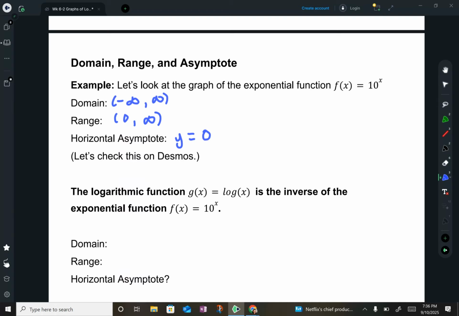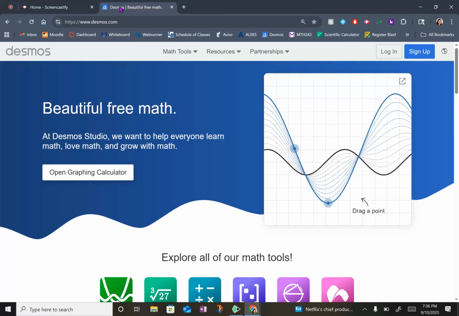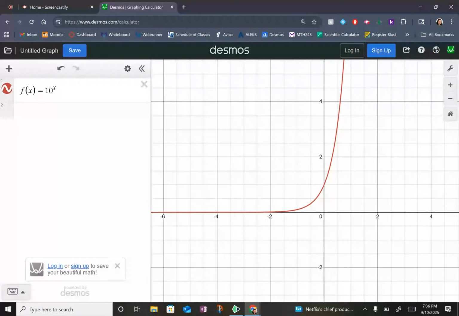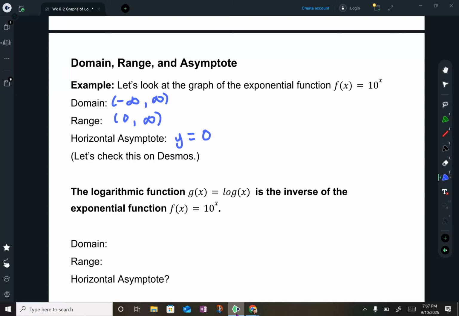So let's go to Desmos and graph 10 to the x. And here we are in Desmos. Let's open the graphing calculator and graph f of x equals 10 to the x. And there is my nice graph of my exponential function. And now let's graph the inverse function, that is log of x.